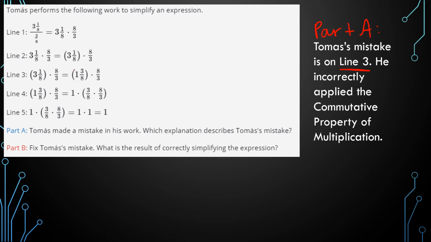Okay. Now, if I look here, he's going from 3 and 1/8 times 8 over 3, and then he's putting this in parentheses. When I look at this line right here, somehow he goes from this fraction of 3 and 1/8 to 1 and 3/8. Now these two are not the same at all. They're not equivalent, right? This is like having a little bit more than 3 pizzas, and this is having less than 1.5. So since these two fractions are not the same, that means his mistake was in line 3 because he didn't apply the commutative property correctly.